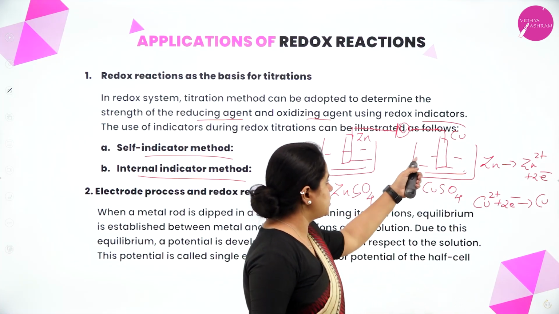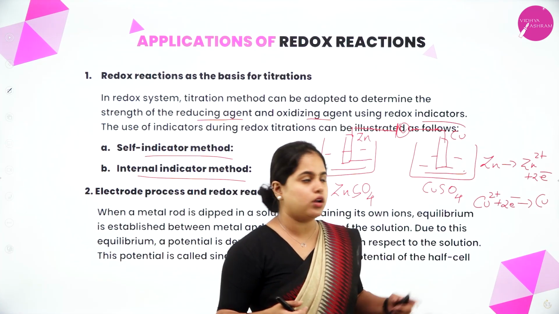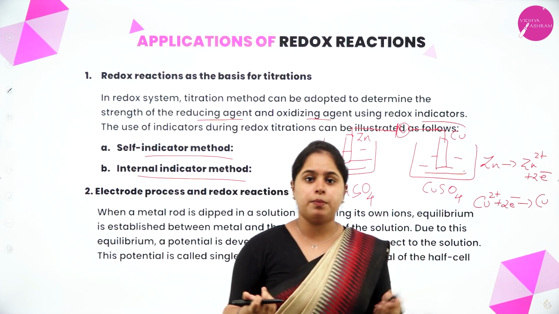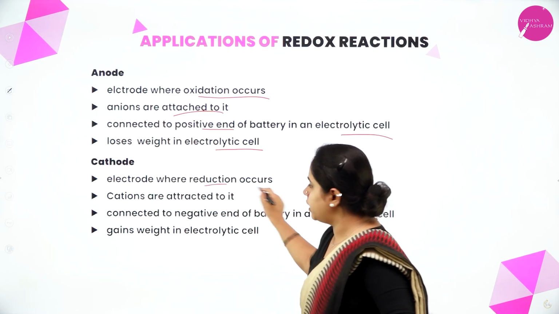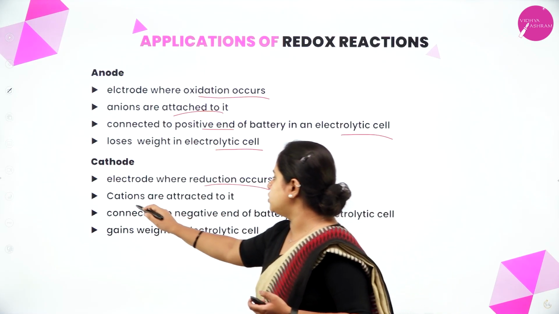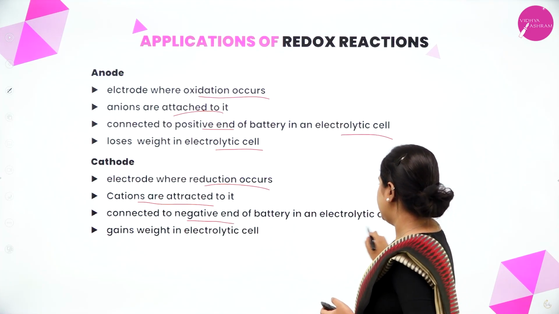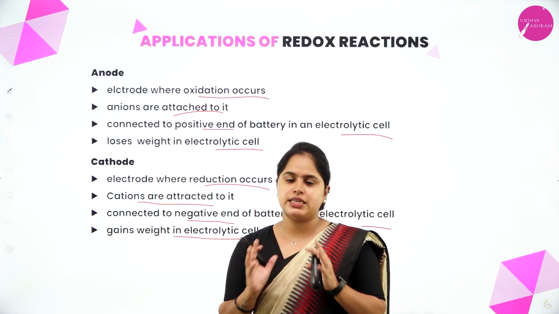Then what happens to the size of copper, which is acting as the cathode? It is accepting these electrons, and copper is getting deposited on the copper rod. So what happens? The size of this electrode will increase. Now the cathode is the electrode where reduction occurs, right? And cations are attracted to it, connected to the negative end of the battery in an electrolytic cell, and it gains weight in the electrolytic cell. That means its size increases.